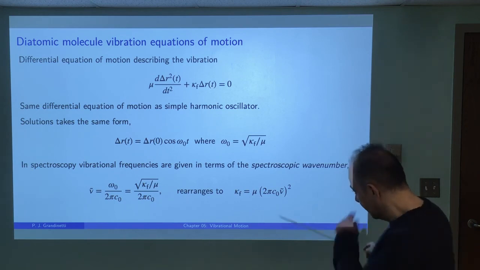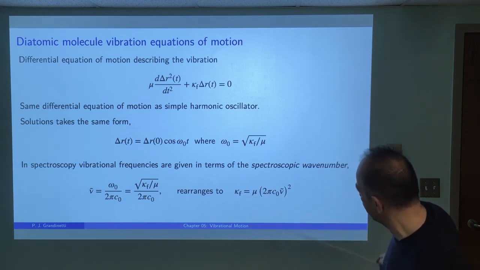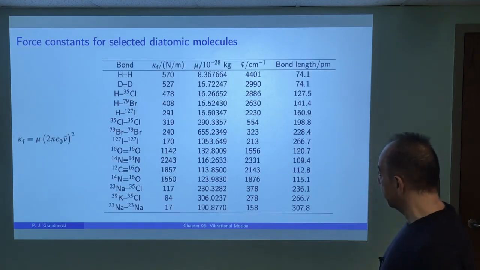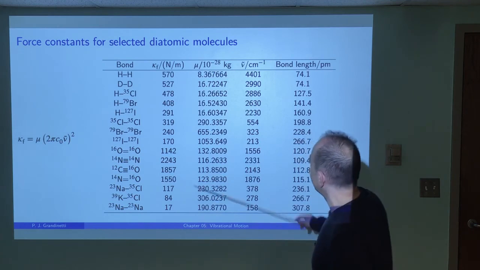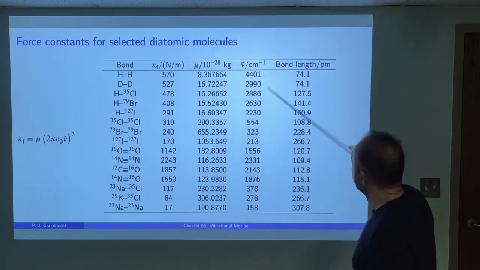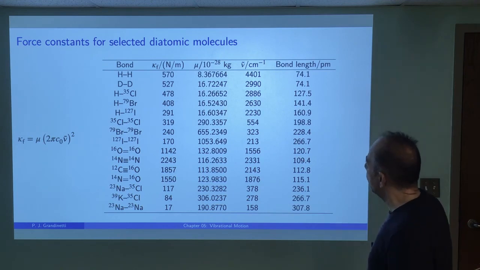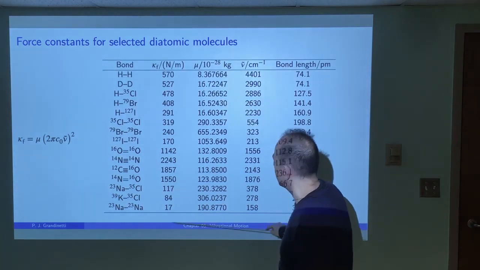So let's take a look at the force constants that we get for different molecules that we measure in spectroscopy. Again, that's our expression here for the force constant. Here are different diatomic molecules, here are the measured wave numbers that we get, here are the reduced masses, and here's what's calculated for the force constant.